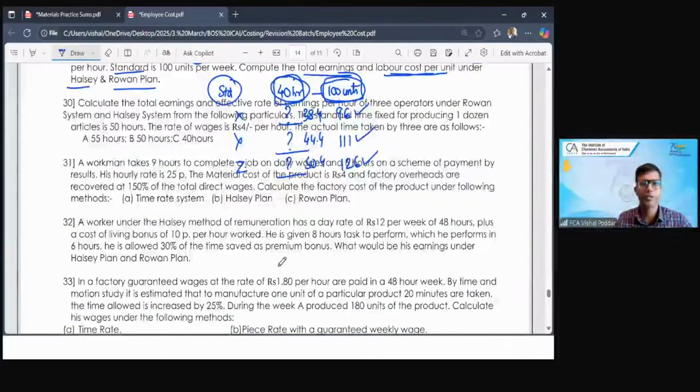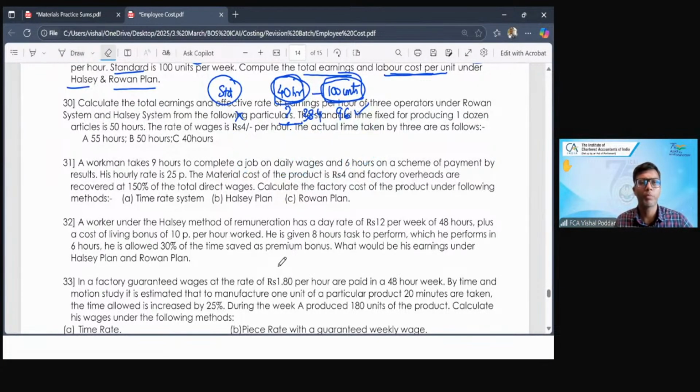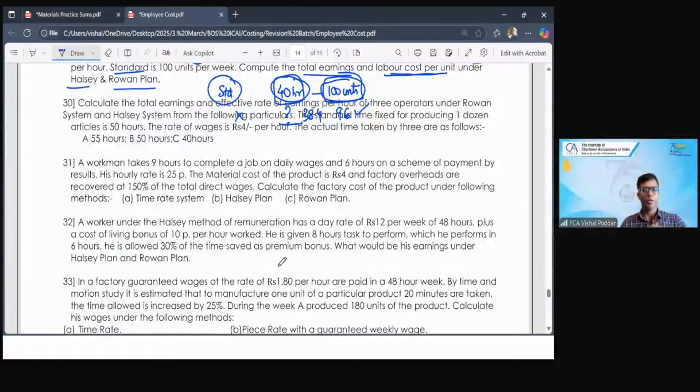Take up 31. Just read a question which is in Halsey Rowan only, but with some calculation variation. Read 31. An interesting question.